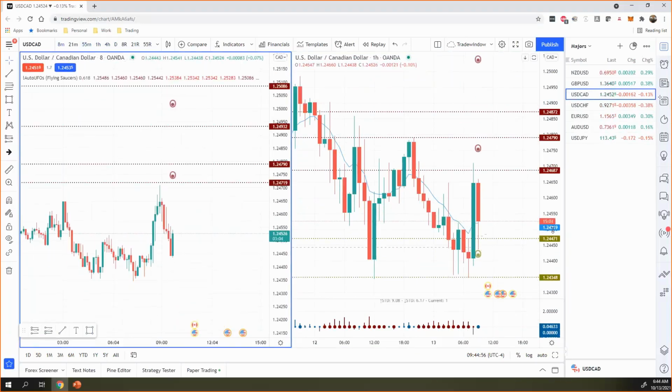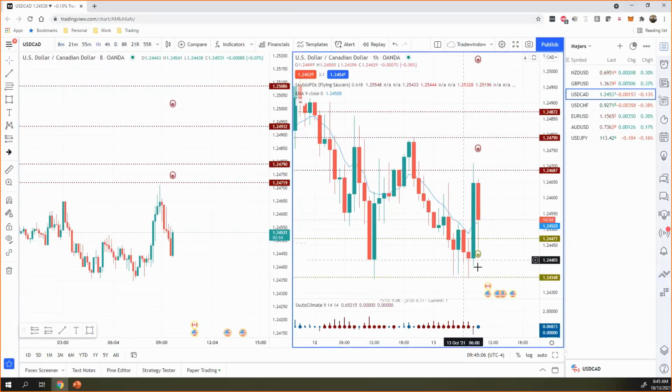We just don't have a UFO. Look at that. 24.52 is the moving average. Price is right there, right on it, bouncing off of an hourly UFO right there on the dollar CAD. However, we need a UFO here.